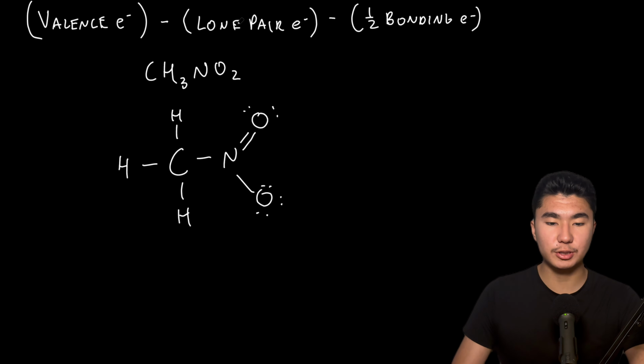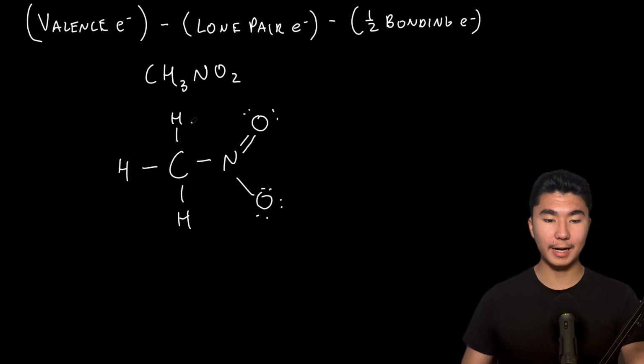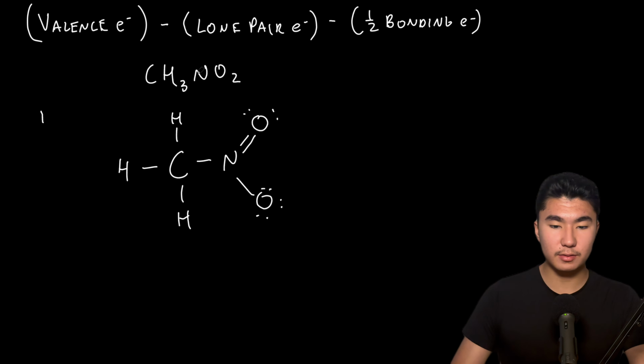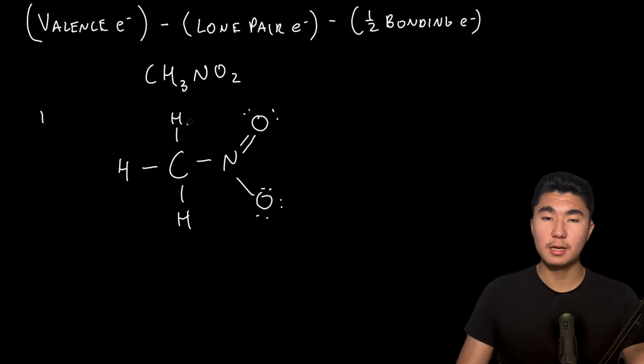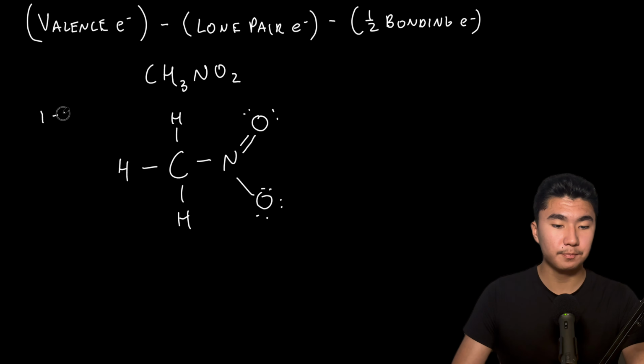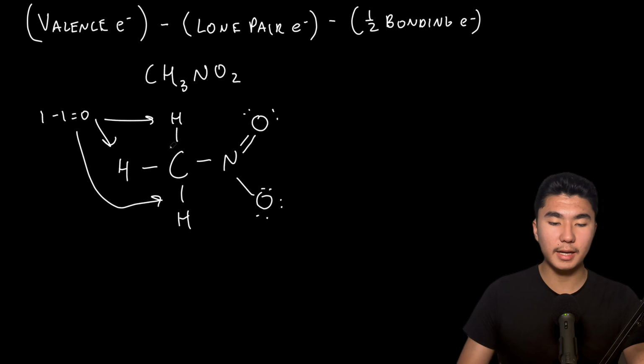So we have our equation above, and if we're looking at hydrogen, we have 1 valence electron, we have no lone pairs, and half of our bonding electrons, so half of 2, which is going to be 1, and that equals 0. So this is the same for all of our hydrogens. And now let's look at our carbon over here. So carbon has 4 valence electrons, and I'll just model it like this.